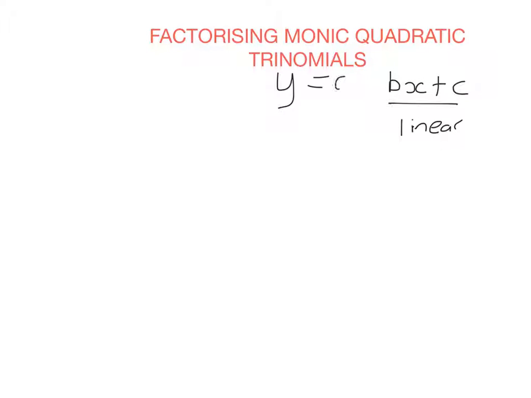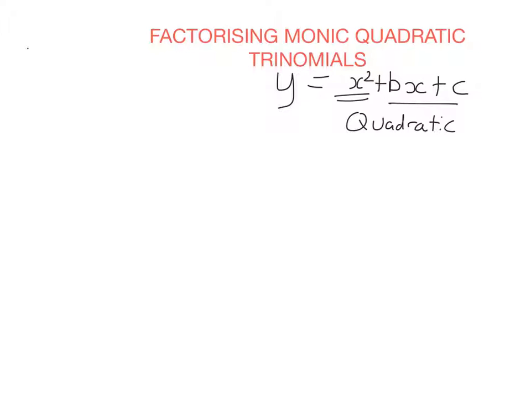But if I add something times x squared, this term here makes the whole thing no longer linear. It won't be a straight line if I graph it. It's what we call a quadratic. Quad because a square has four sides, and the defining feature of this function is the squared term. So anything of the form y equals ax squared plus bx plus c means that it is a quadratic. Now monic means that the thing in front of x squared is 1. So we're going to be looking today at factorizing things of the form y equals x squared plus bx plus c, a monic quadratic.